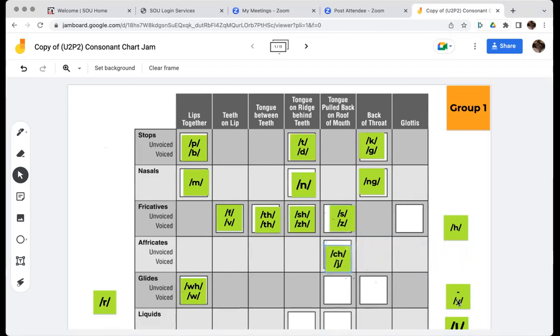Okay, and what I want to look at here is, we had the L, and we did L already, didn't we? Somebody did L, am I correct? Okay, L is one of the glides because of movement with the tongue. And R is also related to L, using the tongue in the front and the back.